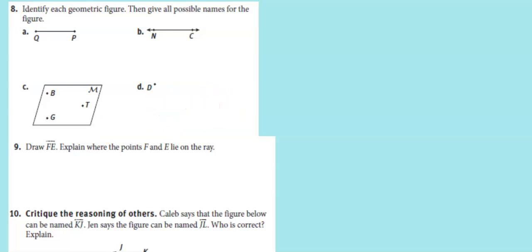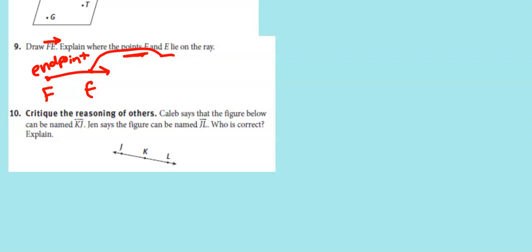Okay. 9, draw ray FE. Explain where points F and E lie on the ray. Well, notice it starts at F and goes through E. So if I explain where point F is, I would call that the endpoint. And E is anywhere on the ray. That is how I would describe it.